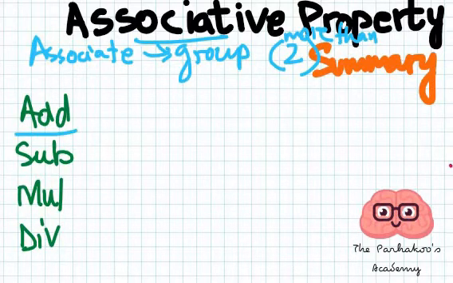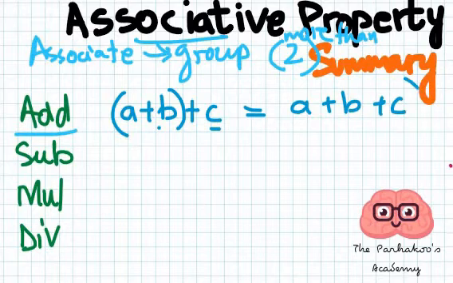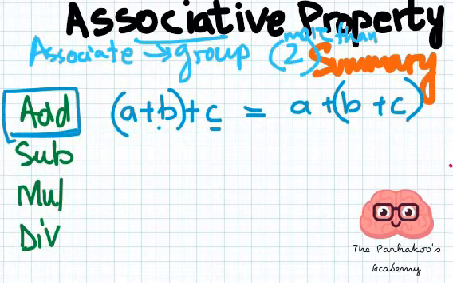So the associative property of addition is A plus B plus C. If you add A plus B and add the result into C, it's the same as adding B and C first and then adding into A. So the associative property is valid in addition. This is known as the associative property of addition.